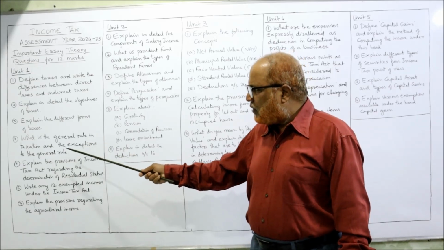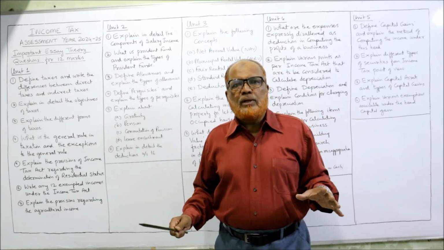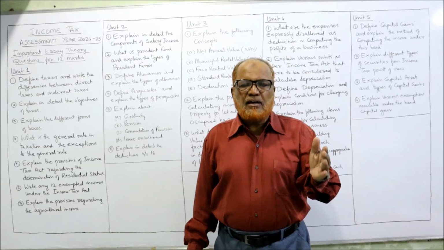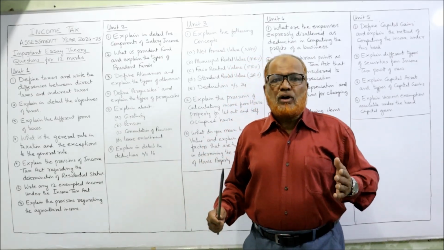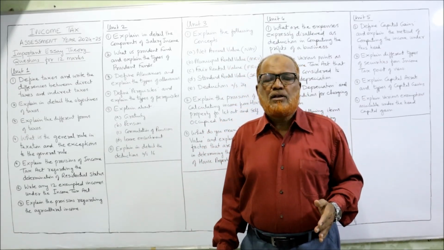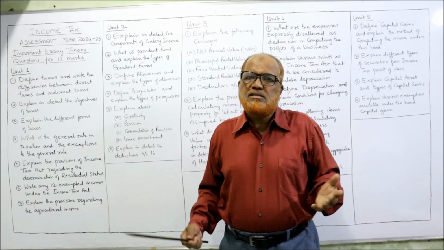What is the general rule of taxation and the exceptions to the general rule? The general rule is when the income is earned during the previous year, it is taxable in the assessment year. That is the normal rule. Whatever income we earn in the current year, we have to pay the tax in the next year. So income earned during previous year is taxable in assessment year. That is the general rule.